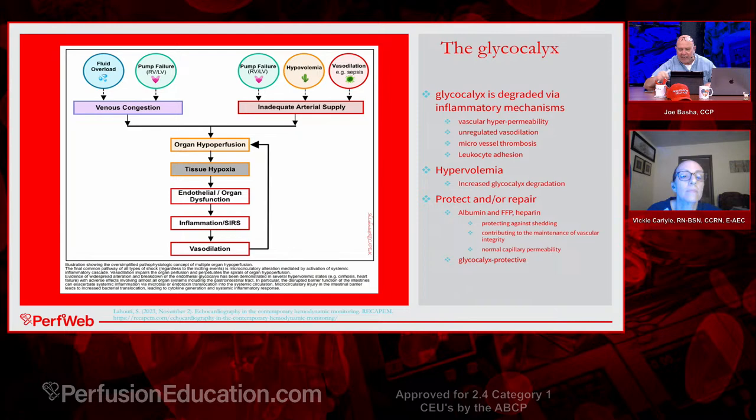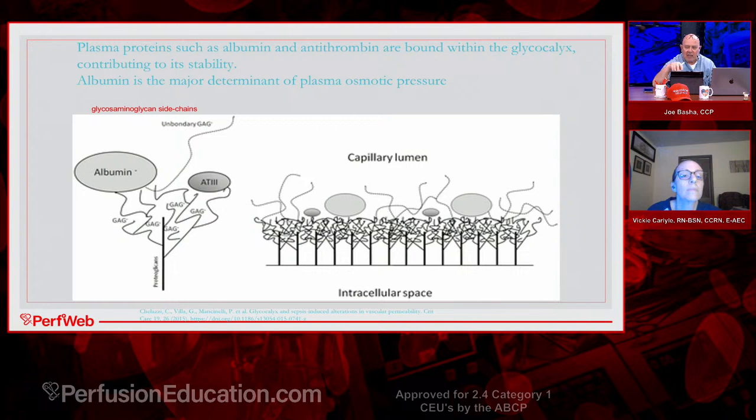So here we see the glycocalyx. This is the capillary lumen here. This is your endothelial layer here. This is your glycocalyx here. This is your intracellular space over here. And plasma proteins such as albumin and antithrombin are bound within the glycocalyx, contributing to its stability. You see that here. And of course, we all know that albumin is the major determinant of plasma osmotic pressure. That is very true. I think that albumin accounts for 60 or 70% of our oncotic pressure.